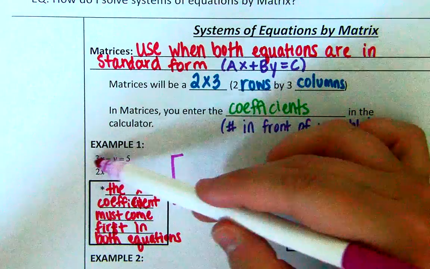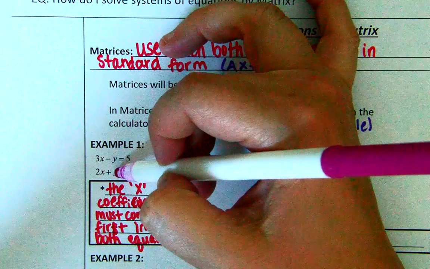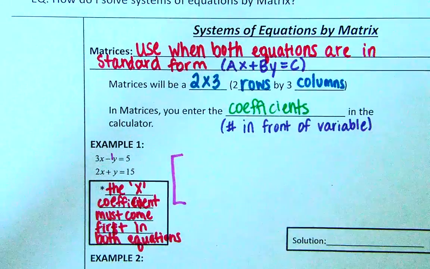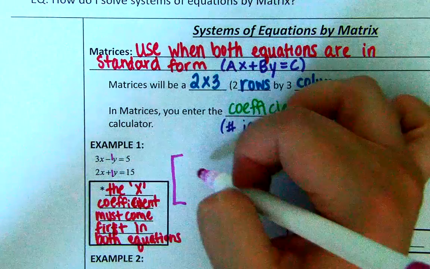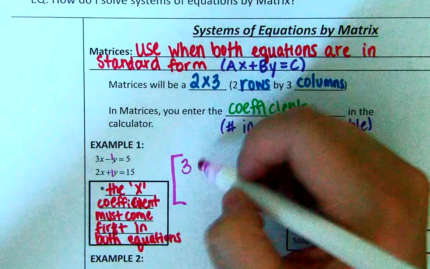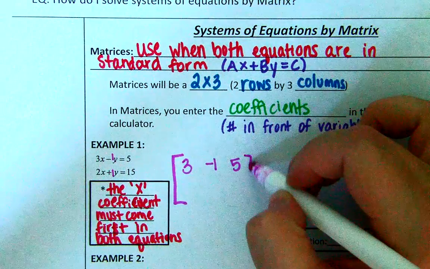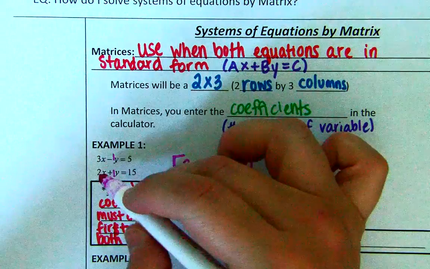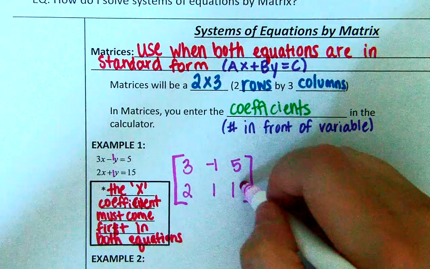Okay, the first row is the coefficients of the first equation. So remember, if there's a variable that doesn't have a number in front of it, we put a 1 there. So now, the first row is the first equation. The coefficient for x is 3. The coefficient for y is -1. And then your 5. The second row is the second equation. So the coefficient for x is 2, the coefficient for y is 1, and then your 15, whatever it equals.